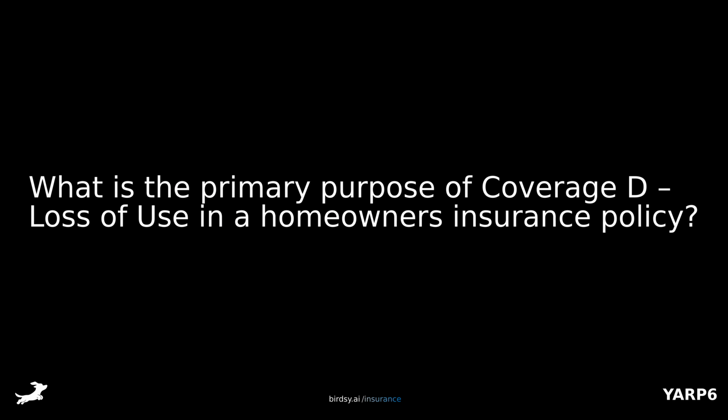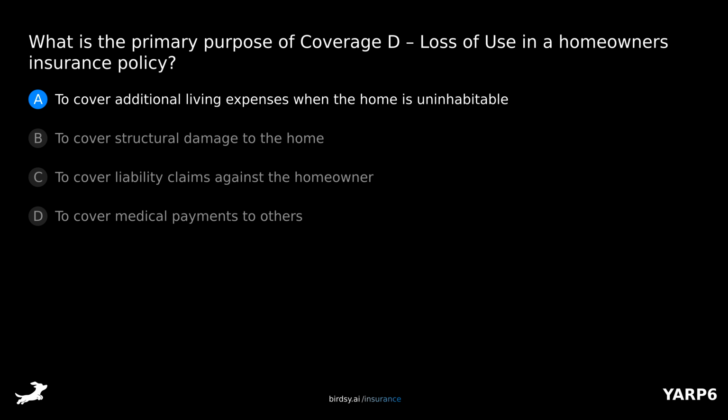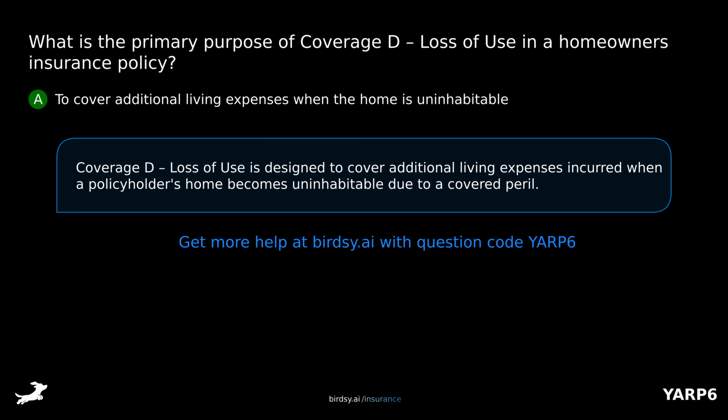What is the primary purpose of coverage D, loss of use, in a homeowner's insurance policy? Is it A, to cover additional living expenses when the home is uninhabitable? B, to cover structural damage to the home? C, to cover liability claims against the homeowner? Or D, to cover medical payments to others? The answer is A, to cover additional living expenses when the home is uninhabitable. Coverage D, loss of use, is designed to cover additional living expenses incurred when a policyholder's home becomes uninhabitable due to a covered peril.